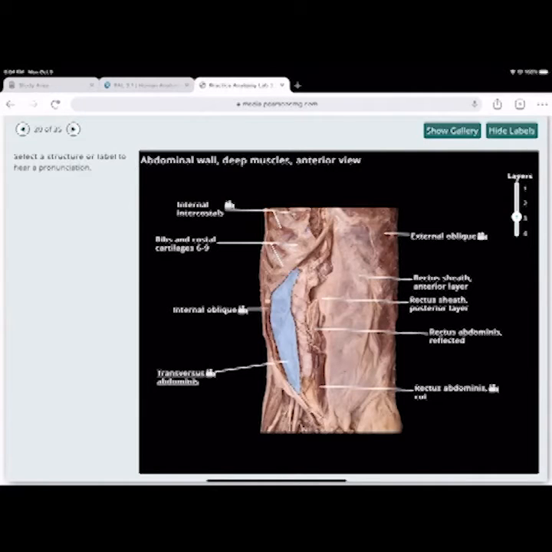Okay. This is your rectus abdominis muscle, which has been cut and reflected out of the way. There's a reflection of it that's pulled up. There's the sheath, the posterior layer, and the anterior layer of the sheath. And the external oblique muscles.